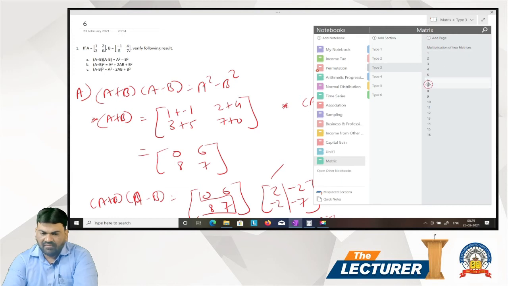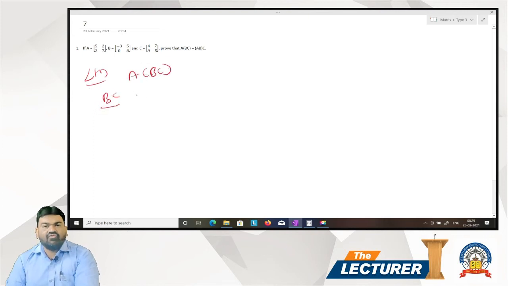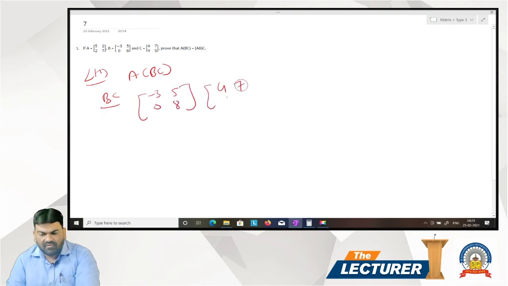Next, example number 7. First, prove that A multiplied by BC is equal to AB multiplied by C. Left hand side, A multiplied by BC. First of all, we have to find out BC. Minus 3, 5, 0, 8. 4, 7, 9, 5. Row, column.